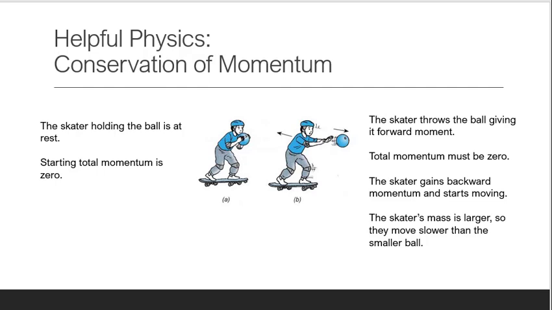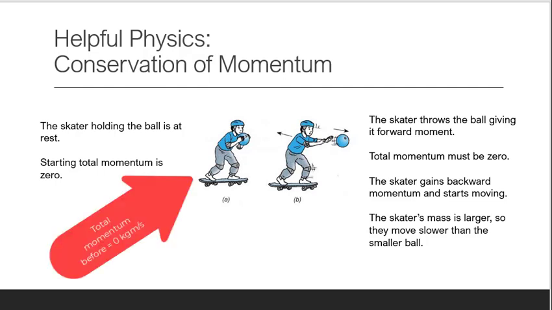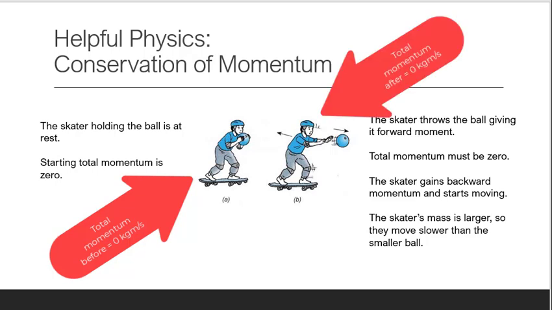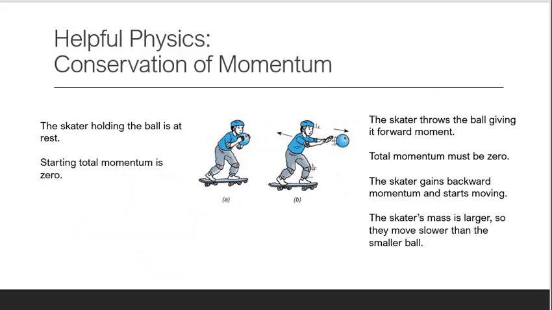At the beginning, with you standing on that skateboard, holding the ball, your momentum is 0. When you throw the ball forward, it's moving and you're moving, but the sum of both of your momentums still has to be 0 because the momentum before has to be equal to the momentum after. And so what you end up with is momentum in opposite directions, because one object is moving one way and the other object is moving the other.